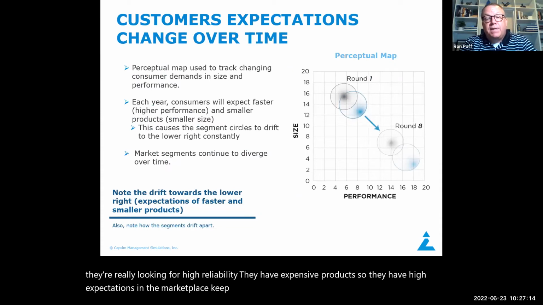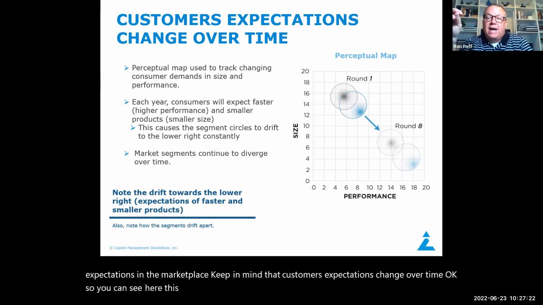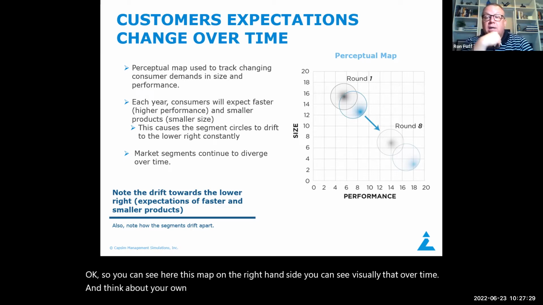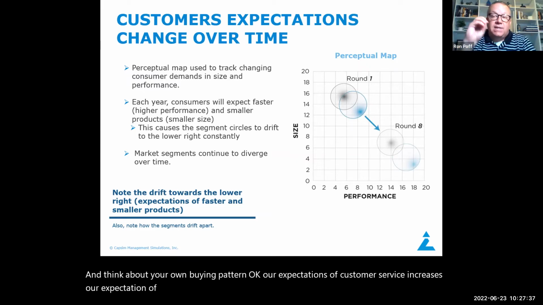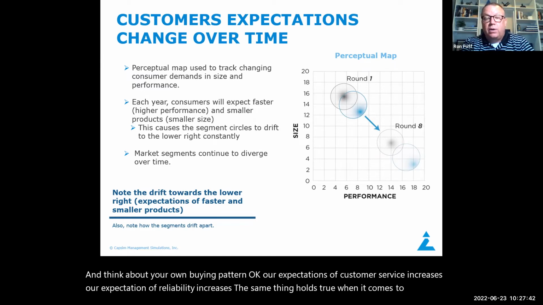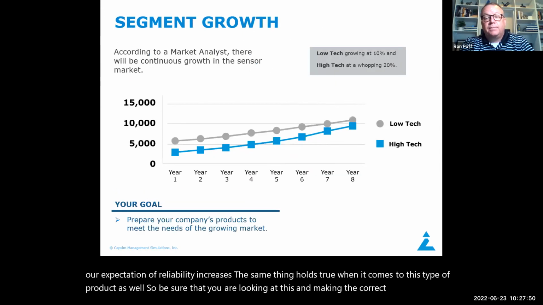Keep in mind that customers' expectations change over time, okay? So you can see here, in this map on the right-hand side, visually that over time, and think about your own buying pattern, okay? Our expectations of customer service increase. Our expectation of reliability increases. The same thing holds true when it comes to this type of product as well. So be sure that you are looking at this and making the correct modifications to get there, all right?